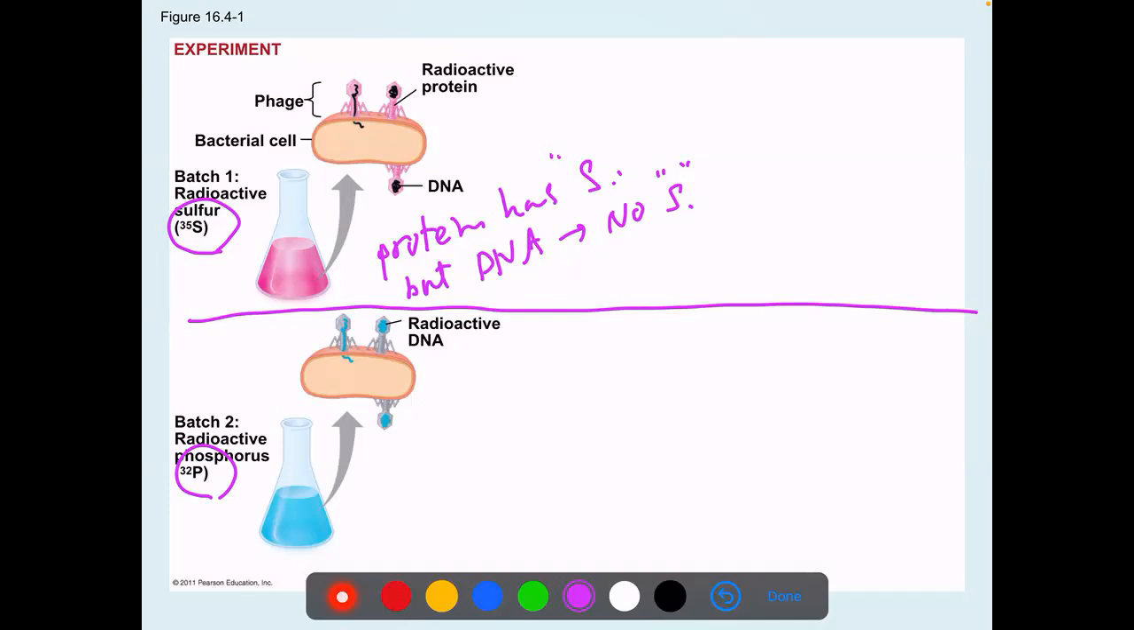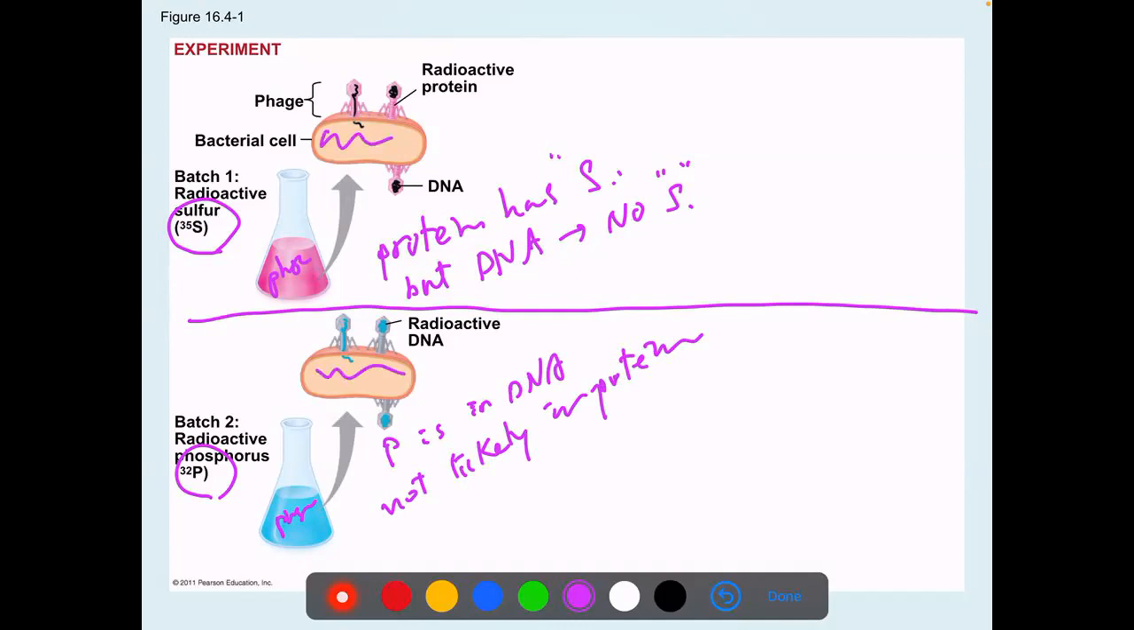The reason why they use P32 is that P is in DNA, but not likely in protein. So here is a labeled phage, and here is also a phage. Then they infect the bacteria with those phages. When they infect the surface, they inject whatever molecule they have inside, right?